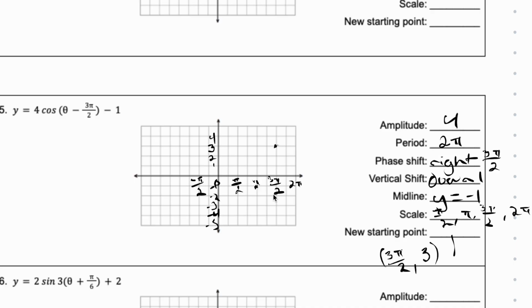Pi over 2 minus 3 pi over 2 is going to give us approximately negative pi, and cosine of negative pi is going to be -1. -1 times 4 is -4, minus 1 is going to be -5. So we get to this. Then we go back here.